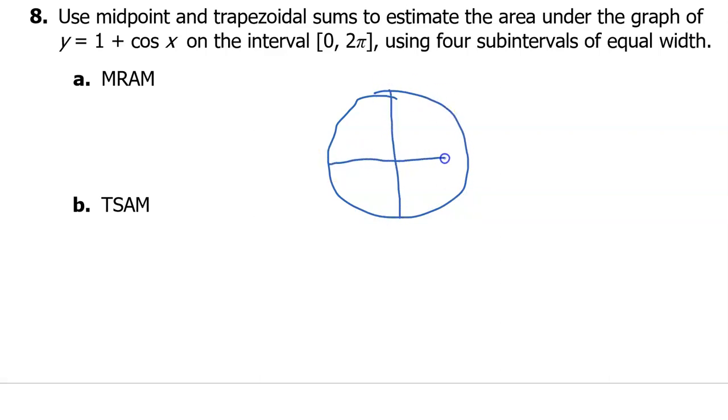Let's picture the unit circle. So from 0 to 2 pi, conveniently, it's already divided into 4 equal subintervals. So the first interval will be from 0 to pi over 2, and then the second interval will be from pi over 2 to pi. And then the next interval will go from pi to 3 pi over 2. And the last interval will be from 3 pi over 2 back to 2 pi.